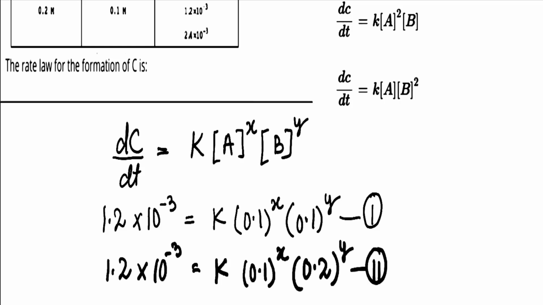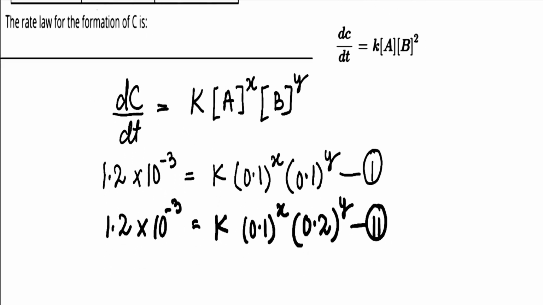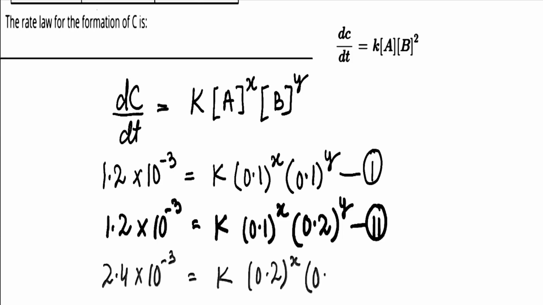Now let us take the data in the third experiment. Here dC by dt is 2.4 into 10 raised to power minus 3 equal to K concentration of A, which is 0.2 raised to power X, into concentration of B, which is 0.1 raised to power Y. And let us put this equation as equation third. Now we have to find the values of X and Y from these three equations.